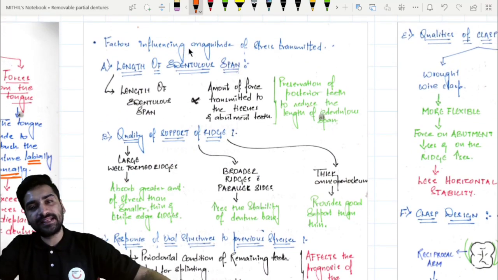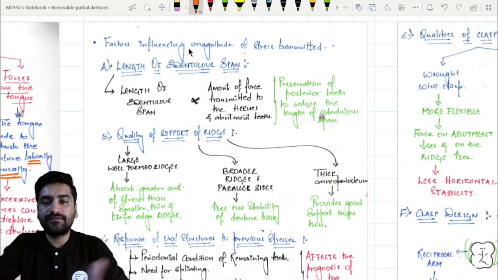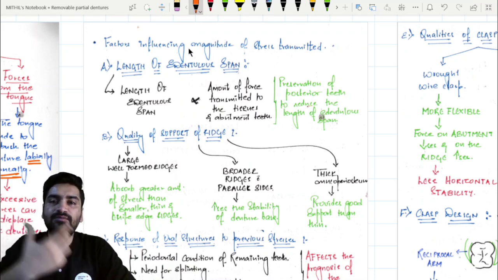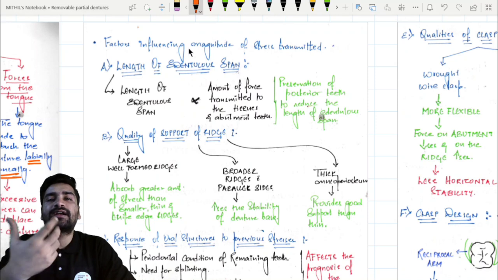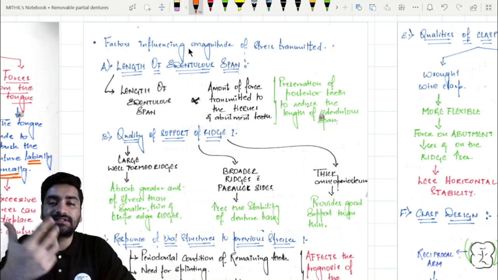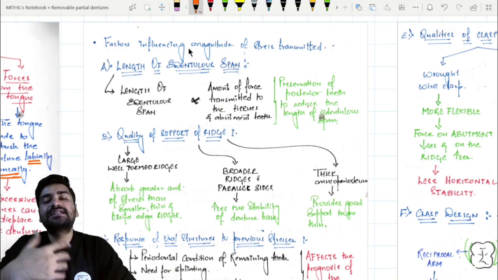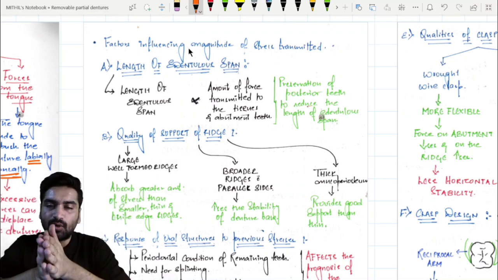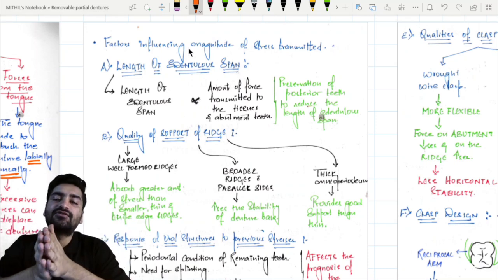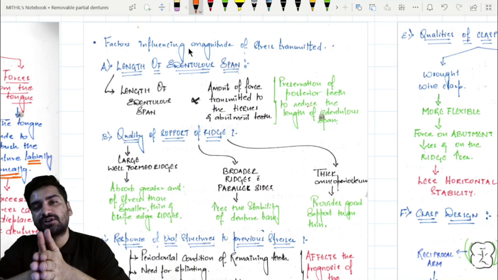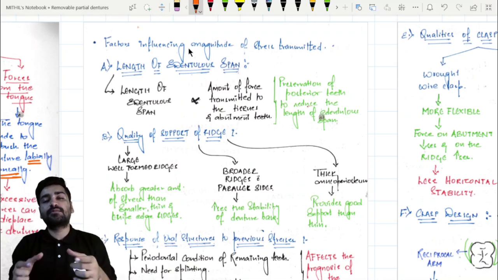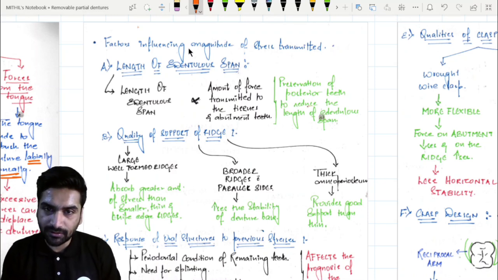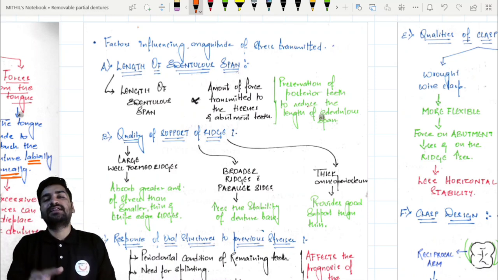Now there are various factors which are going to influence the magnitude. Magnitude is the strength of the force, whether it is more or less. What are those factors that might increase or decrease the forces acting? First is the length of the edentulous span. If the length of the edentulous span is more, then the force on the abutment teeth is going to be directly proportional. The more teeth you are replacing, the more forces will be acting on the abutment. Very simple example.